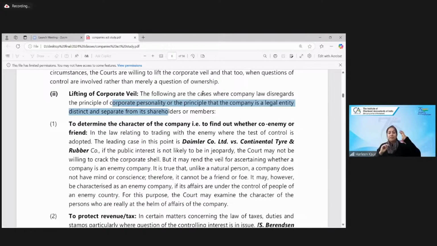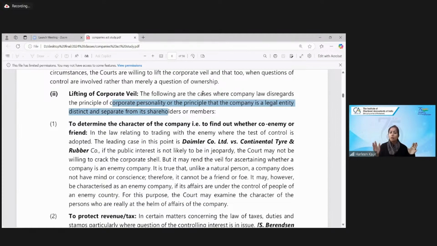So now there are two companies, Daimler Company Limited, that is also in England, and Continental Tire and Rubber Company, that is also in England. But when the World War happened, the relationships between Germany and England were disturbed. They were having a World War kind of situation. So law said now German people cannot trade with England. So that's why they said that this Daimler Company Limited is made up of German citizens only. So it is a Germany company.